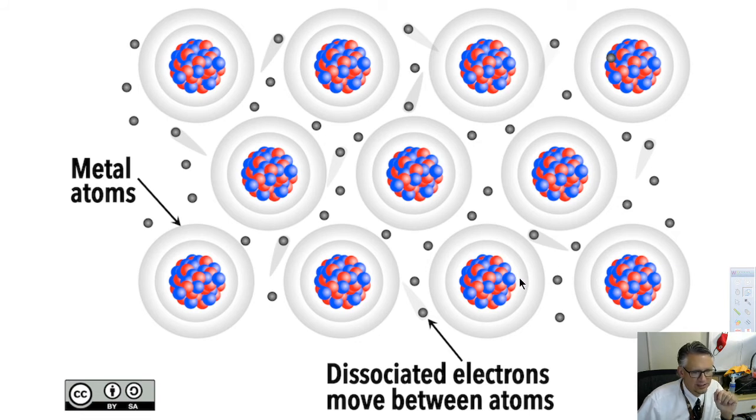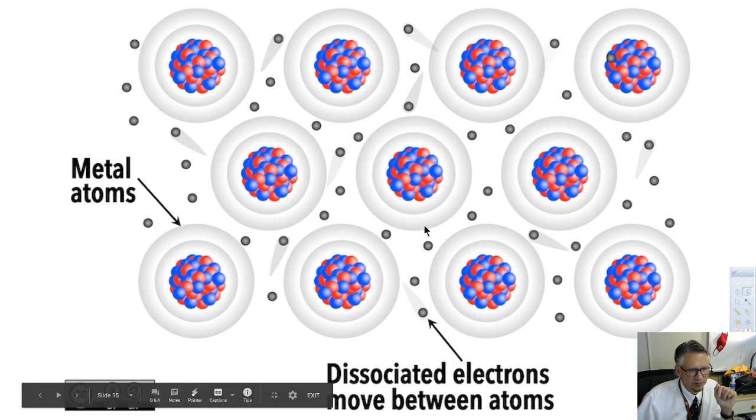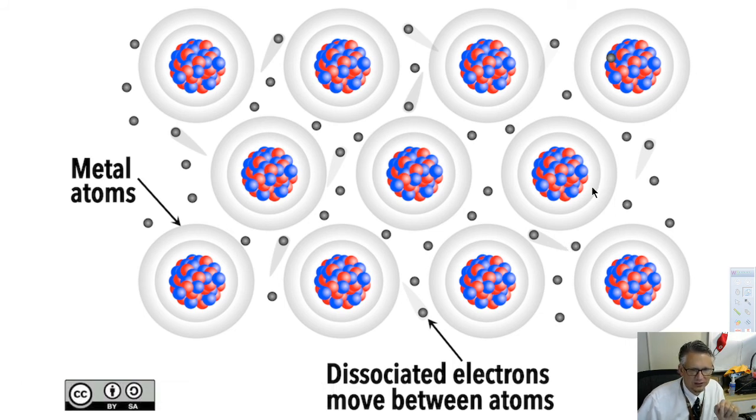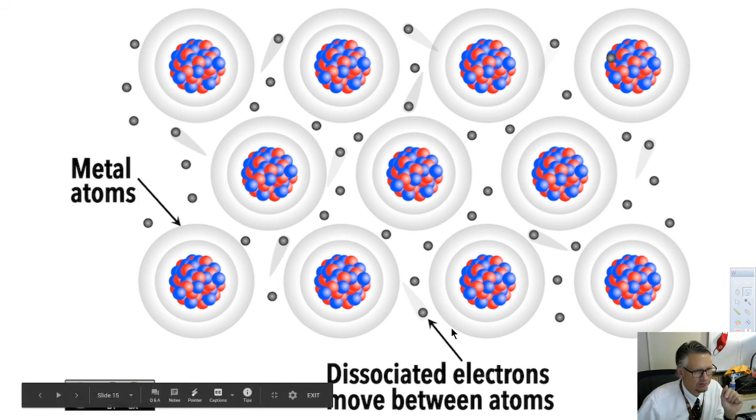Oh, this is a sea of electrons. So the electrons are just moving about. It doesn't matter what type of atom it is, but the electrons are just moving around, so this will be metallic bonding.